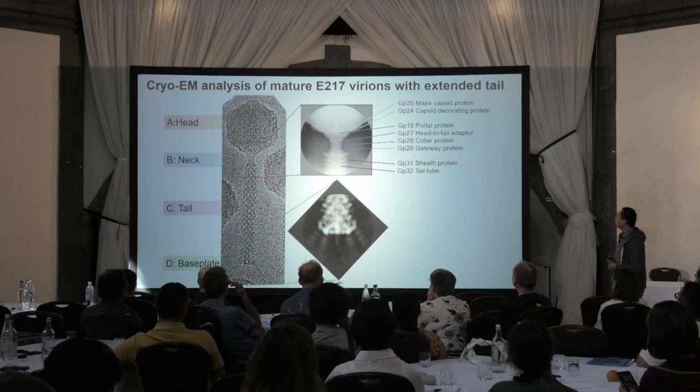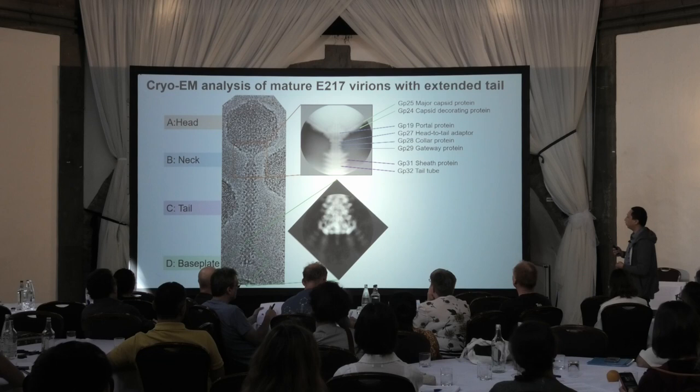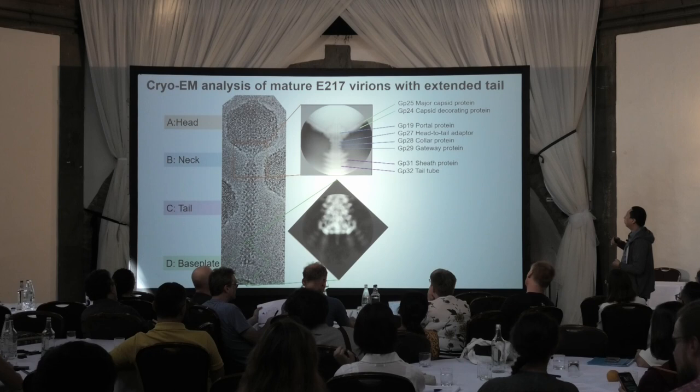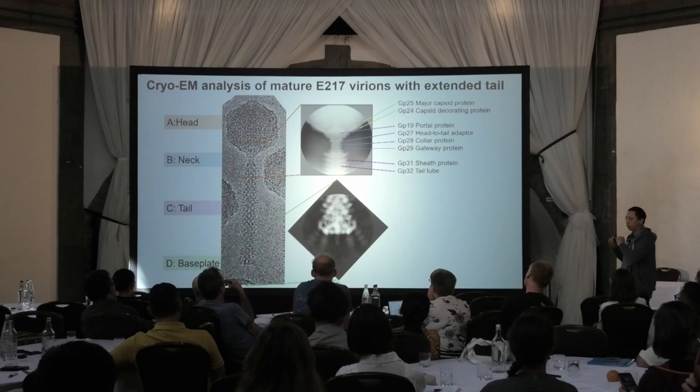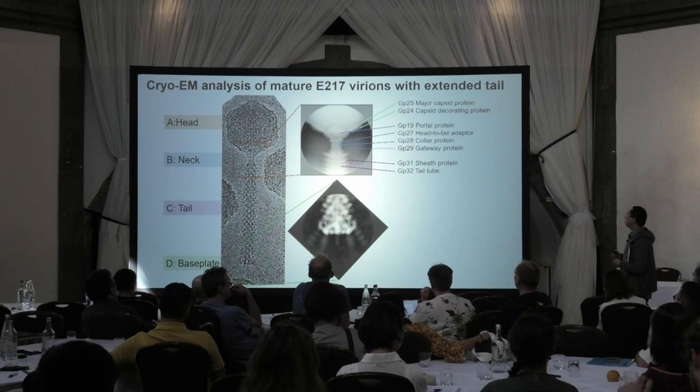three parts. You can see there's a major capsid protein, and when you reconstruct the capsid, you find the decorating protein on top of the capsid protein. And also the neck has the portal protein, the adapter just underneath the portal protein, and also the collar protein and the gamma protein. I will go into detailed structure in the later slides. And also the sheath protein and the tail tube.